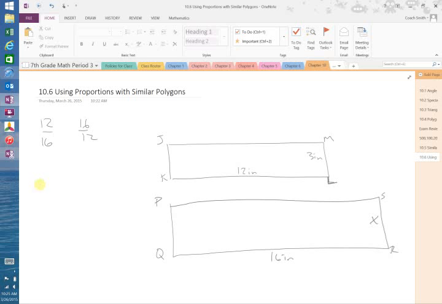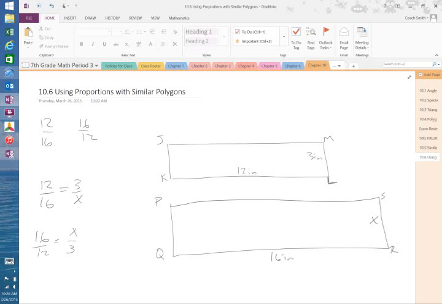So, for example, I can do 12 over 16, and I can set that equal to 3 over X. Or I can do 16 over 12 equal X over 3. It doesn't matter which one I do. They're still both going to come out with the same answer.